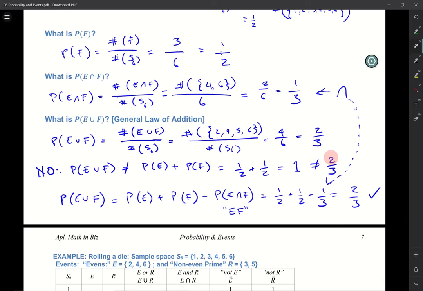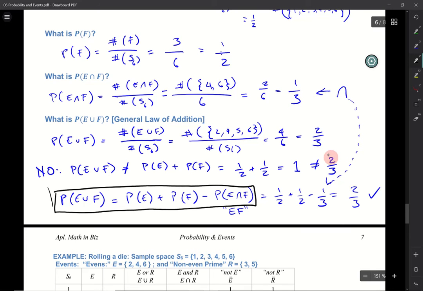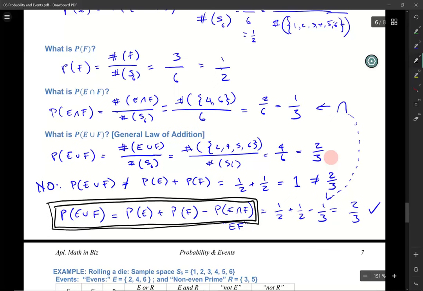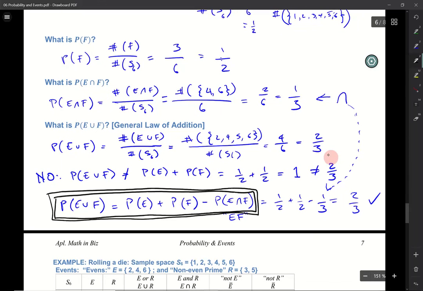Does that make sense? So actually, this is given a name. What is it? This is the general law of addition.